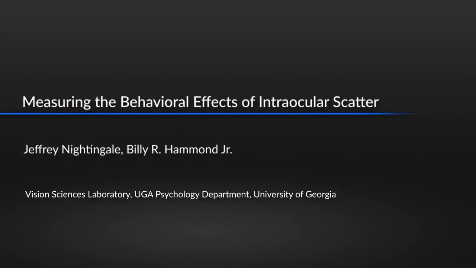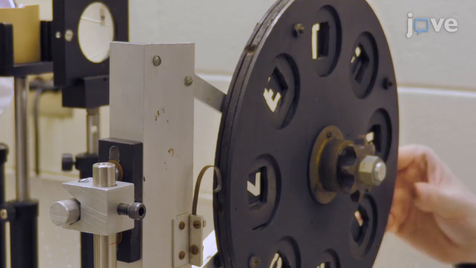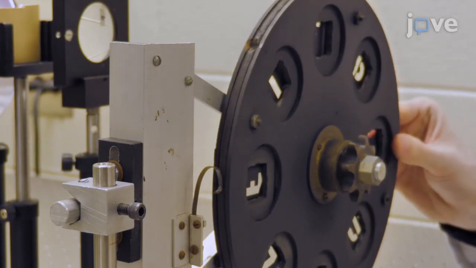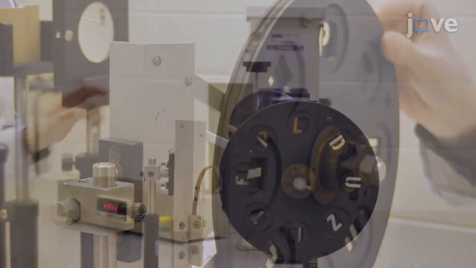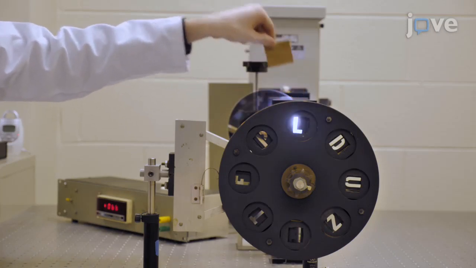The behavioral consequences of intraocular scatter are often severe and central to many common problems, such as driving accidents. This study represents a novel method for measuring the effects of scatter on visual recognition. The main advantage of this methodology is its high degree of ecological validity, while using relatively simple optics.